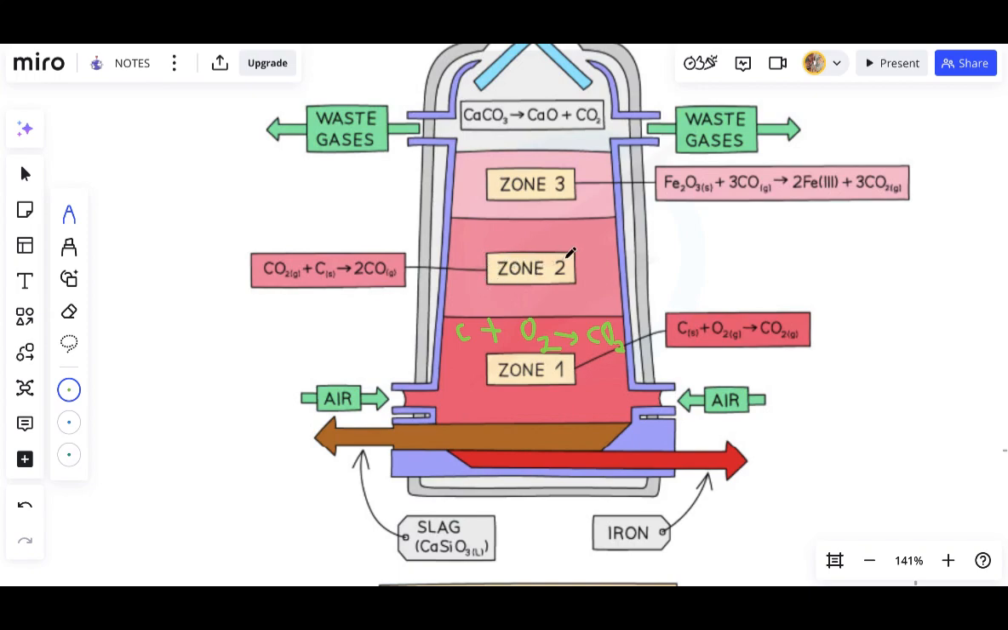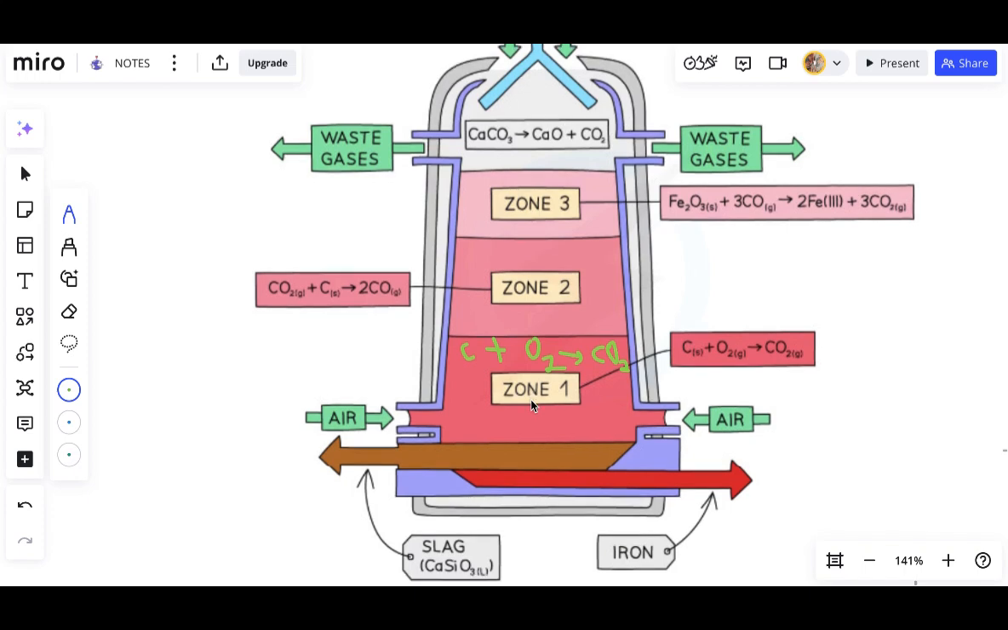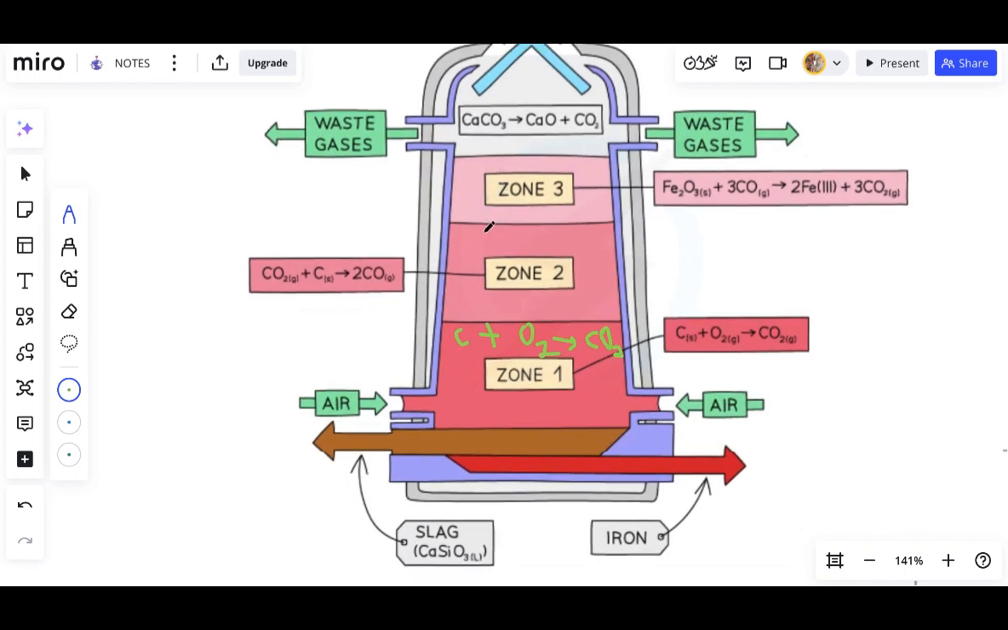Remember, we fed in this raw material from the top. Look at it. We let iron ore go in from the top. We let coke go in. We let limestone go in. We let all this raw material go in from the top. So they're already inside this place.